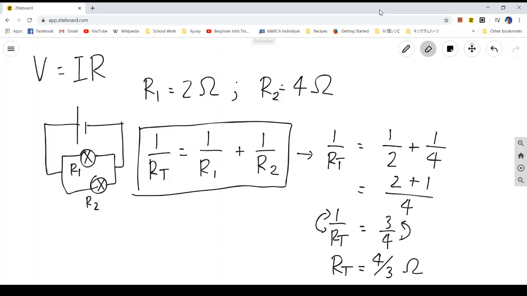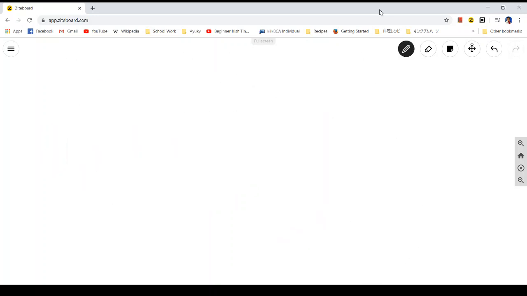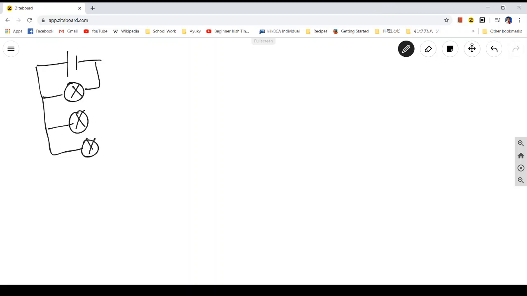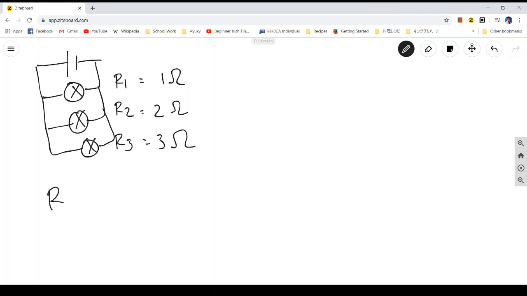Now, let's take a look at the next example in which we have 3 resistances in parallel to each other. So this is going to be slightly more complicated than before. So we've got 3 light bulbs in parallel, just like this one. All right. Now this one right here is R1, R2, and R3. Let's establish some values right here. We've got 1 ohm, the simple ones, 2 ohms, and 3 ohms.